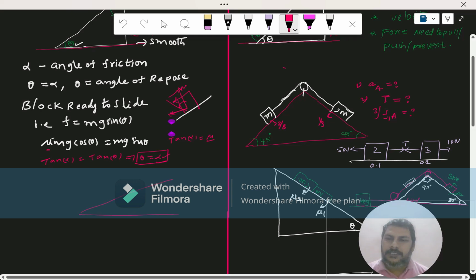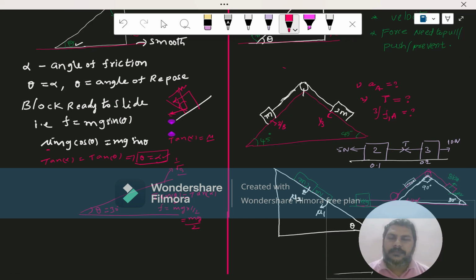Suppose the inclination theta is equal to 30 degrees and mu is equal to 1 by root 3, given. So tan theta is equal to tan alpha, which means theta is the angle of repose. In this case, what is the frictional force? F is equal to mg sin theta, which is mg into 1 by 2, so mg by 2. I hope you understand this.